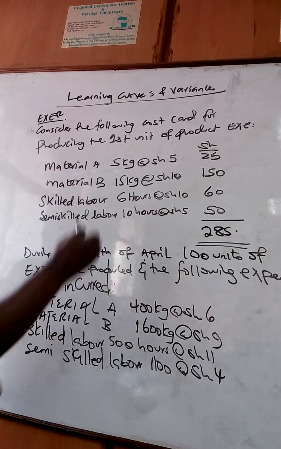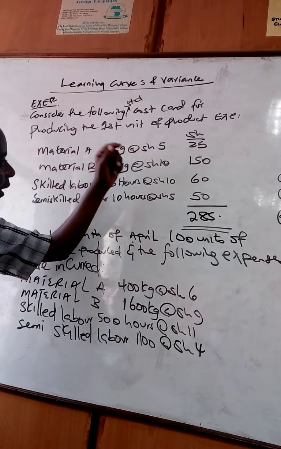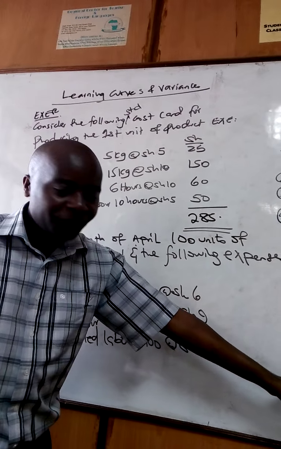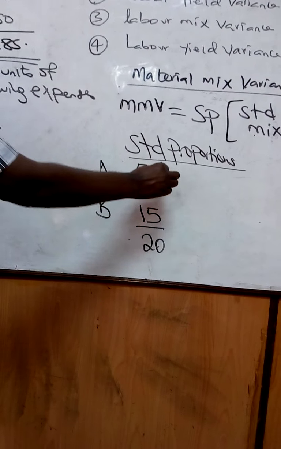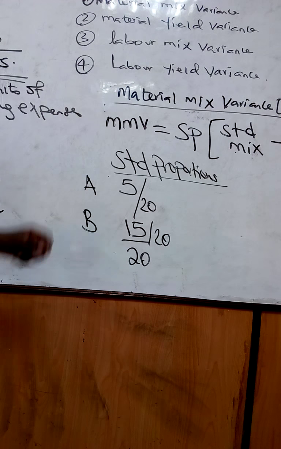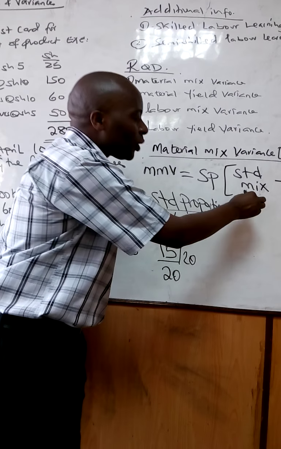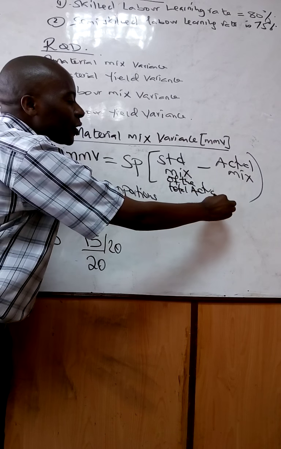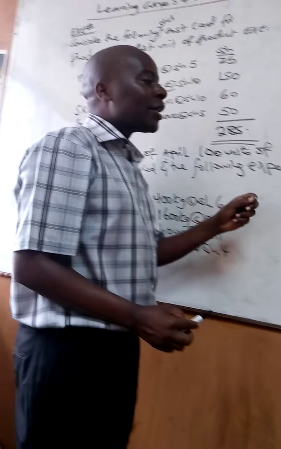Consider the following standard cost card for producing the first unit of product X. So we have in this case our standard quantities, that is 5 and 15, giving us 20. Proportionately, this will be 5 out of 20, 15 out of 20. If you recall, we said this in full stands for the standard mix of the total actual input.